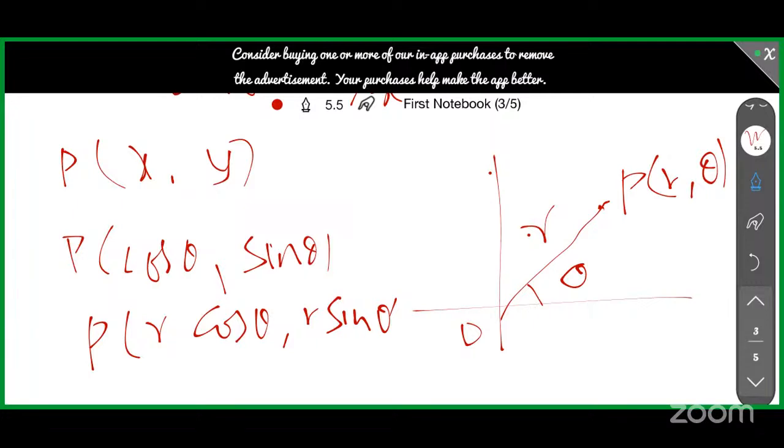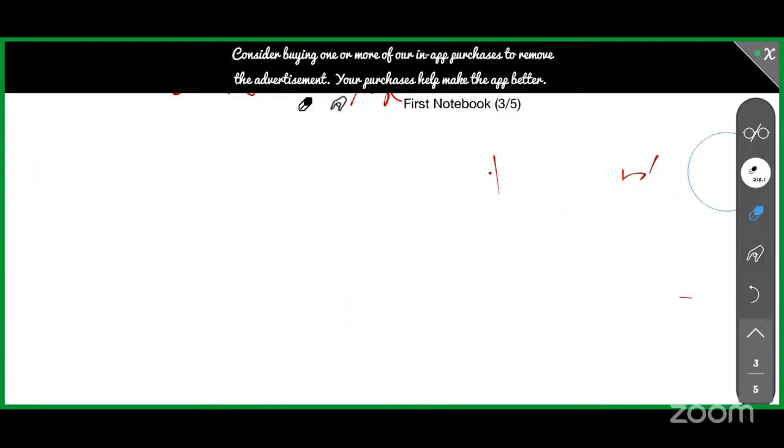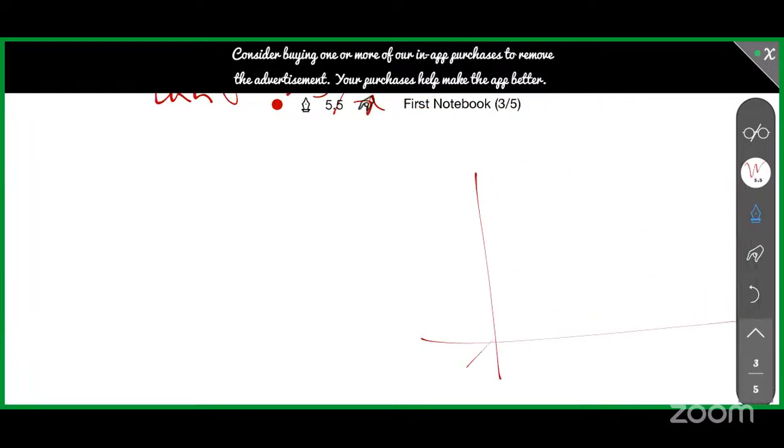Now we'll come back to the problem. My point A is lying on the line. So I'll draw that. This is my line passing through the origin, and point A is lying on the line. Now I have to find the coordinates of A in polar form. Tell me what is my modulus, or what is my r here?